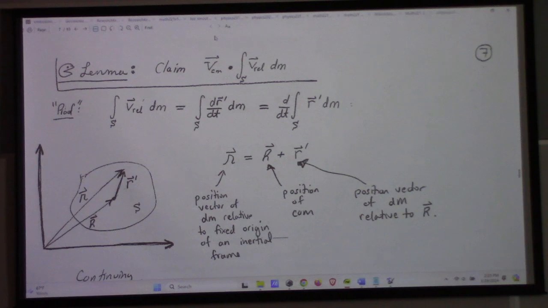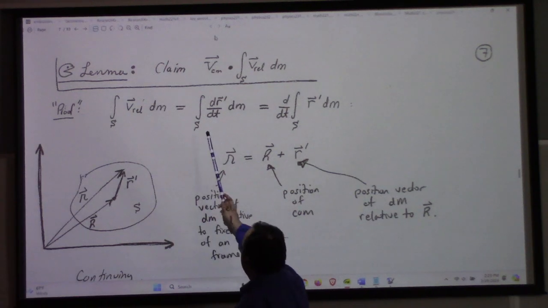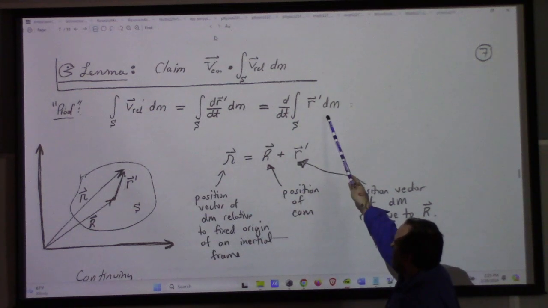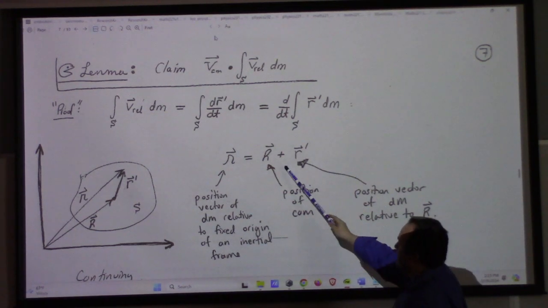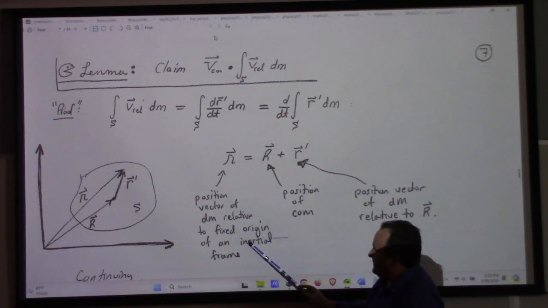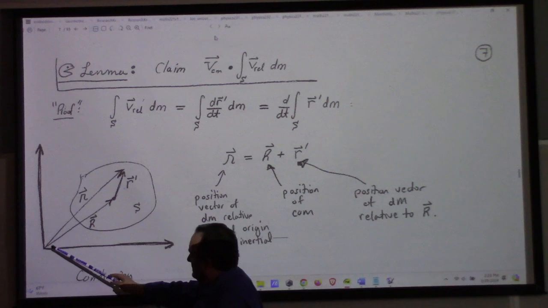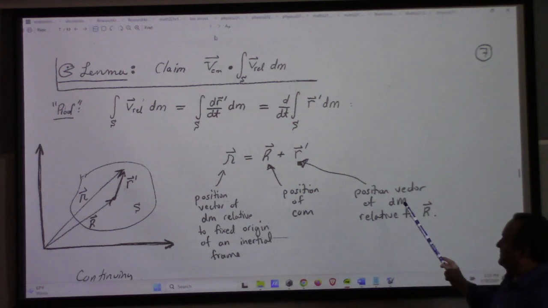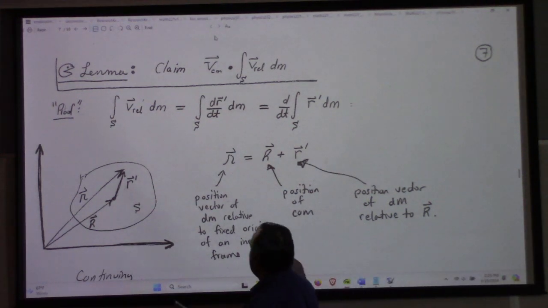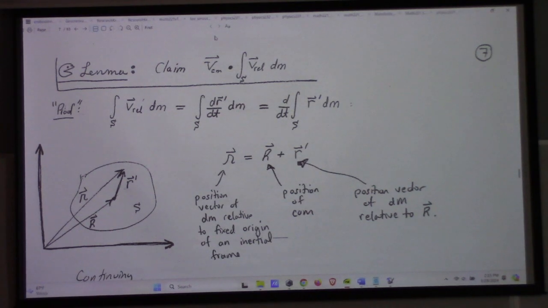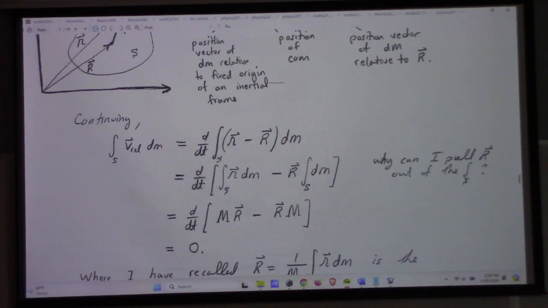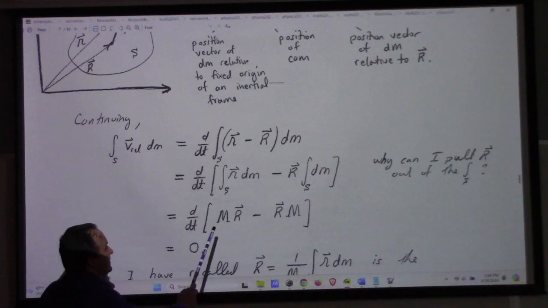All right, so here's the little technical piece, but let's go through it. It won't take but a minute. Why does that integrate to zero? Well, we're integrating the relative velocity over the mass distribution. So r prime is the position vector of dm relative to the fixed origin. Script r is like this, and r prime is like that. And there's the position of the center of mass. So I think what I do is I switch out r prime for the difference of script r and big R.